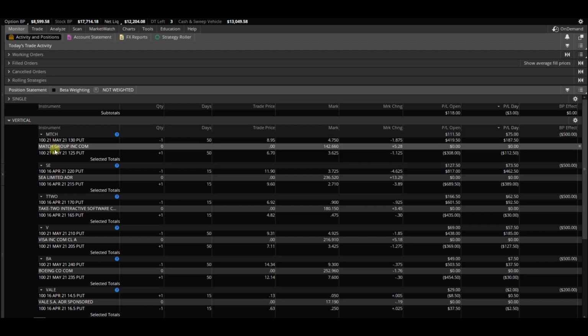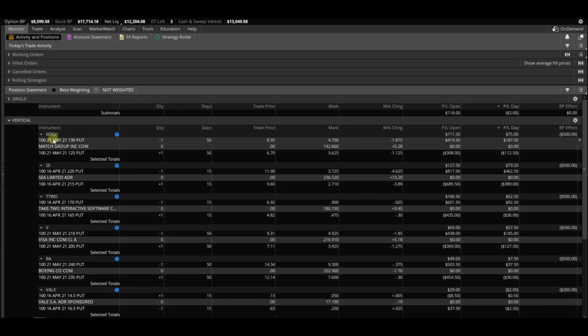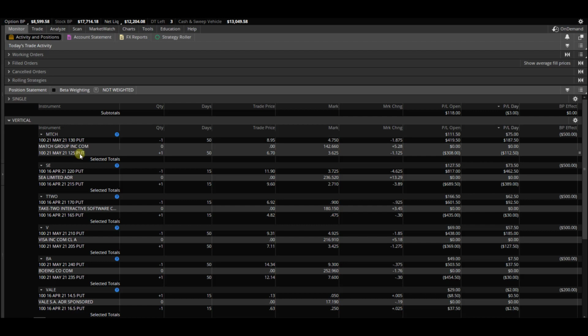So bull put spread, you can see, for example, I've got this Match.com option. This is a bull put spread. So I sold a 130 put, that's why it's a -1 quantity, and I bought a 125 put, that's why it's a +1 quantity there, right? So simultaneously selling and buying. For those of you who don't know what a put option is, I would encourage you to just Google that and do some research. We're not going to cover those basics in this video.